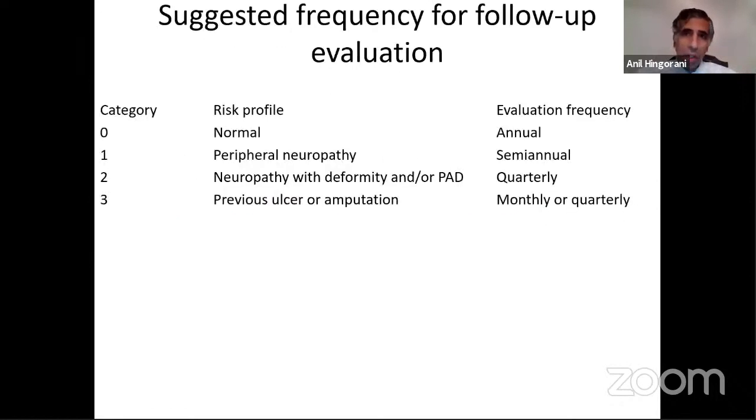However, in certain patients, the follow-up should probably be a little more frequent. For example, if the patients have peripheral neuropathy, they should probably be examined semi-annually. If they have neuropathy with foot deformity or peripheral arterial disease, which many of our patients that we see in the vascular office do, they need to be followed quarterly. And if they've had a previous ulceration or amputation, then they need to be seen even more frequently, either monthly or quarterly.